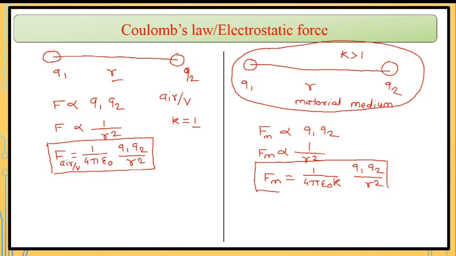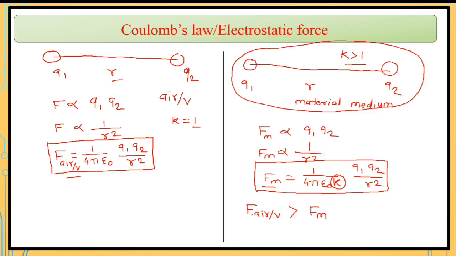So this is the formula for force in a material medium. The only difference between air or vacuum and a material medium is the additional quantity K, which is greater than 1. So we can say that the force in air or vacuum is always greater than the force in a material medium, if we take the same Q1, Q2 charges and the same distance r in both the material medium and air.